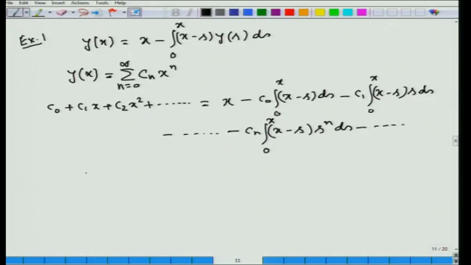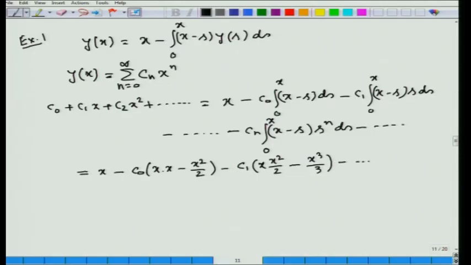After integration, we find this is equal to x minus C0 times (x times x minus x squared by 2) minus C1 times, this is x into s, so that means x times x squared by 2 minus s squared ds, so that is x cubed by 3, minus so on.